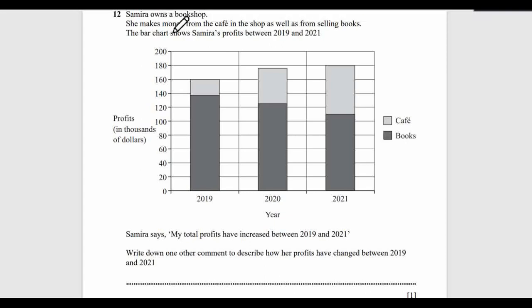Samira owns a bookshop. She makes money from the cafe in the shop as well as from selling books. The bar chart shows Samira's profits between 2019 and 2021. Here is a graph, profit in thousands of dollars here, and light color is for cafe and darker color for books here. Samira says my total profits have increased between 2019 and 2021. Write down one other comment to describe how her profits have changed between 2019 and 2021. So you got 10 seconds from now.